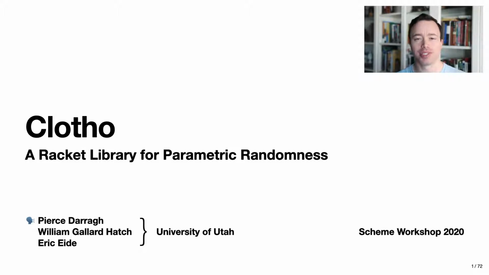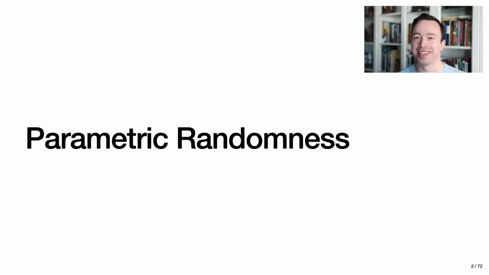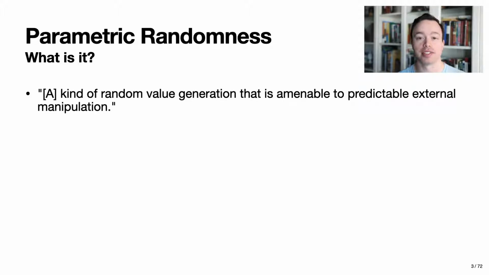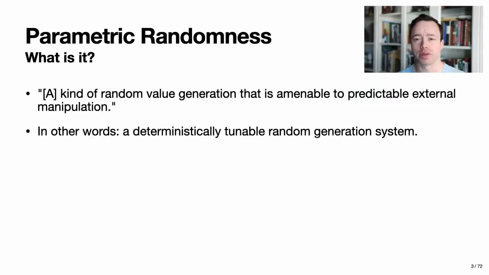So I guess the first thing we should address is, what is parametric randomness, and why should you care about it? Let's find out. In the paper, we define parametric randomness as a kind of random value generation that is amenable to predictable external manipulation. Practically, what we mean by this is any system of random generation wherein the user can deliberately influence the outcomes of otherwise random generation events to bring about discrete structural changes in the resulting output.